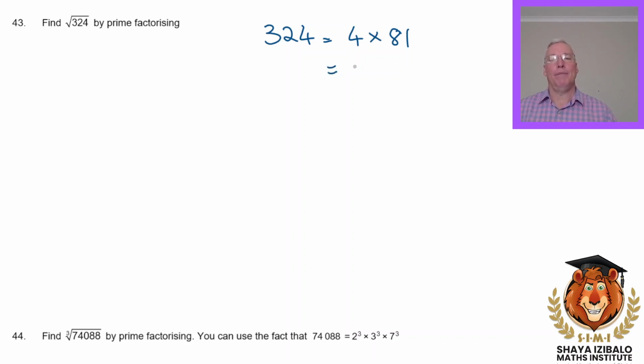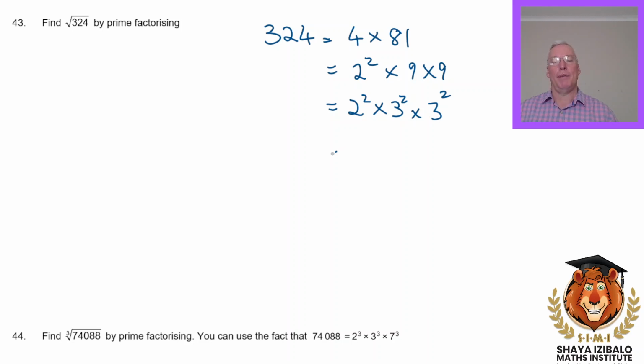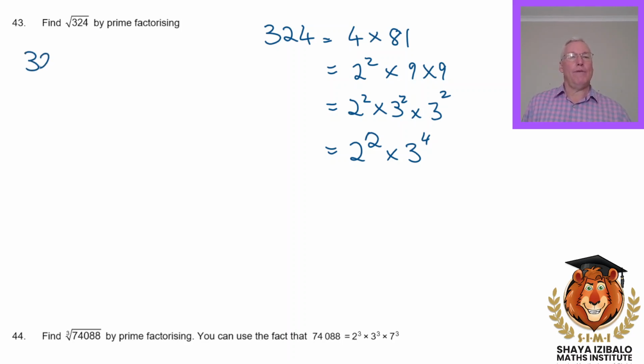Right, 4 is not prime, 4 is 2 squared. 81 is not prime, it's actually 9 times 9. But 9 is not prime, so 9 is actually 3 squared, and this 9 is also 3 squared. How many 3s have we got altogether? We've got four 3s. We've got two 2s and four 3s. Remember that that's not the answer. 324 is two 2s multiplying together and four 3s multiplying together.